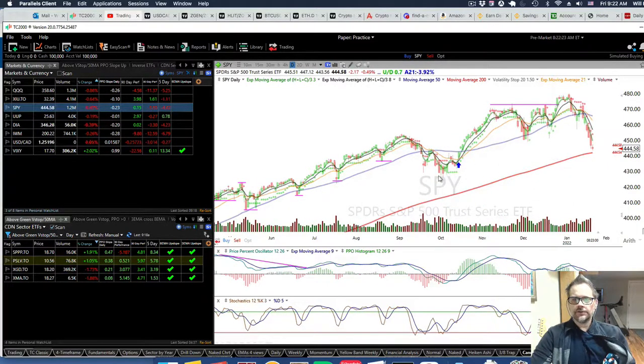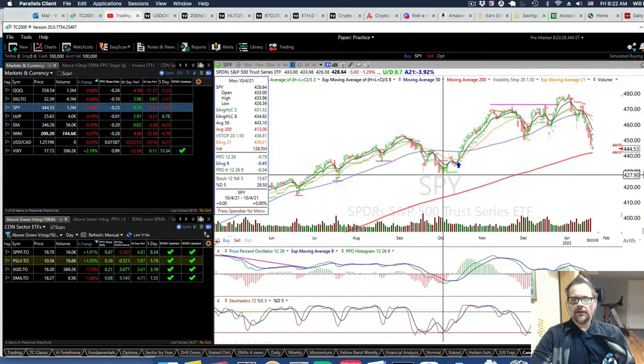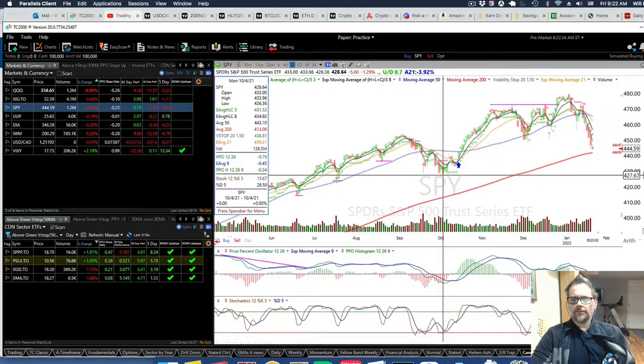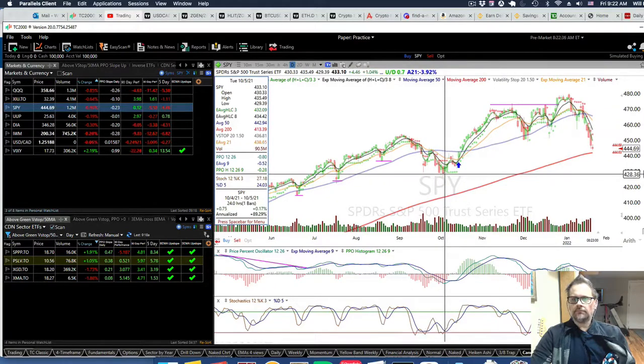There's also support at previous lows. You broke this low, and that's a negative sign. There's a low way down here that's below the 200. So if it gets below the 200, this might be a next target.